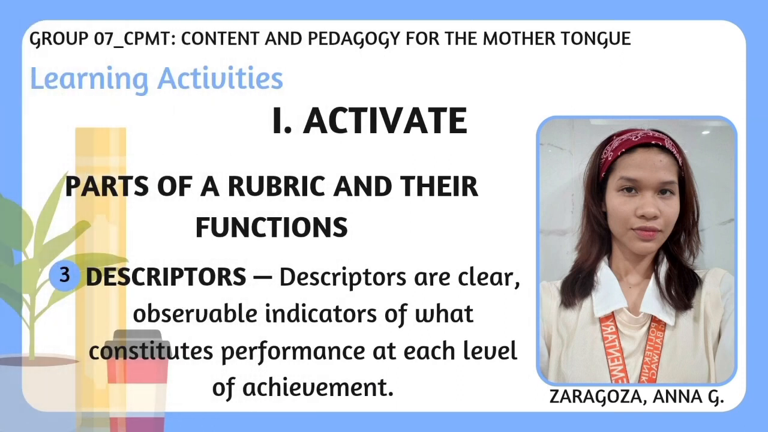The third part of a rubric is the descriptors. Descriptors are clear, observable indicators of what constitutes performance at each level of achievement. They provide a detailed explanation of the characteristics or qualities associated with each level, helping assessors or the educators to understand and apply the criteria consistently. Descriptors may include specific examples or behaviors that illustrate performance at each level.